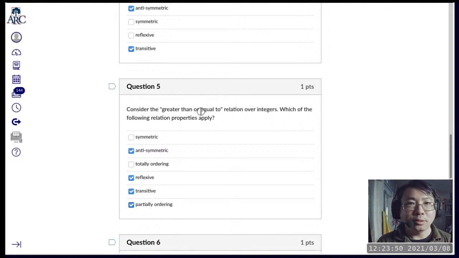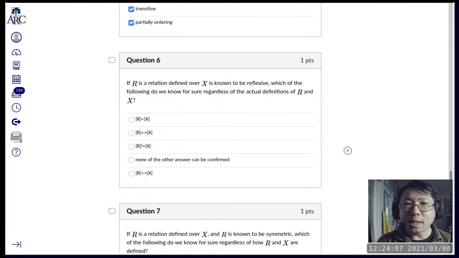And the answer is yes. Give me any two integers, I can arrange it so that one is greater than or equal to the other one. So that means it is also totally ordered. So that answers question number 5. Now we move on to question number 6 and 7, which have to do with the cardinality. Can we know anything about the cardinality comparison if we know certain things about the relation itself?